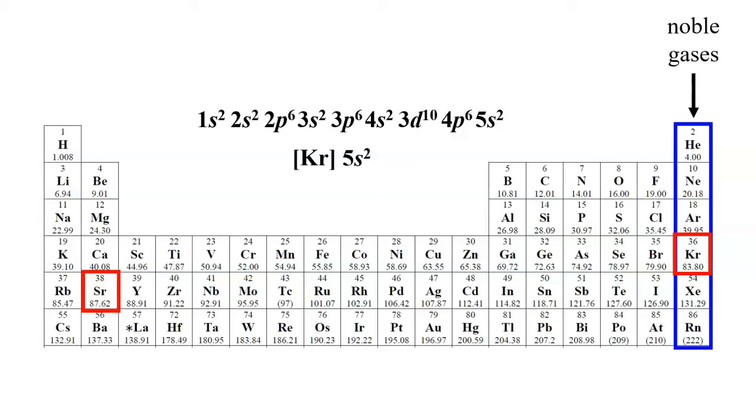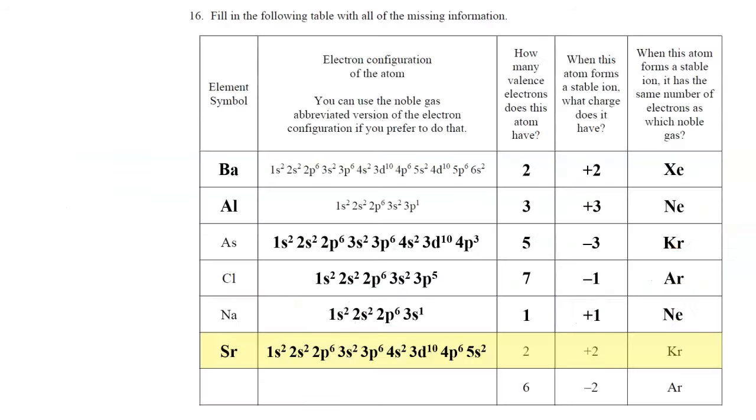So you're looking at both the complete and the noble gas abbreviated electron configuration for the element strontium. So you could either write all of this as your electron configuration, or you could write Kr in brackets followed by 5s2. So either this or this would be the correct electron configuration. And now moving on to the last row of this table.